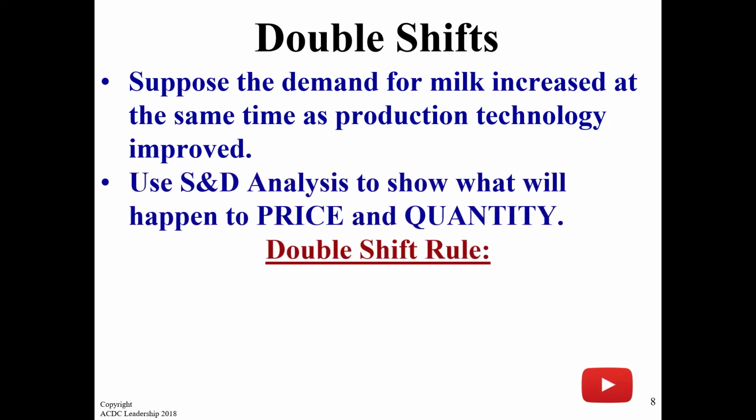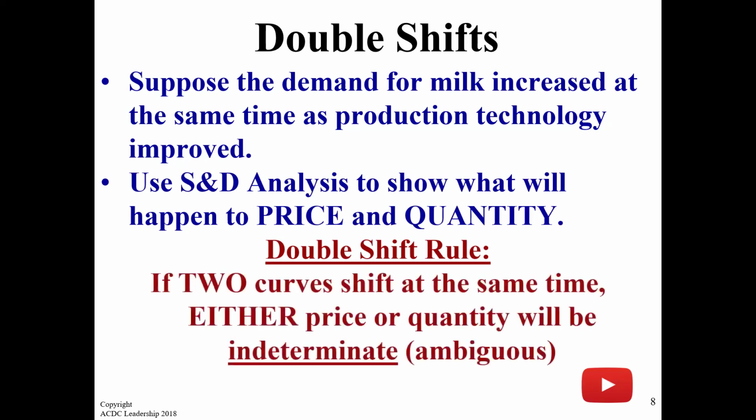Okay. Now, if it is a double shifter, Connor, either price or quantity will be indeterminate, ambiguous, meaning you're not going to know if price goes up, down, or stays the same. If Mr. Patel does a double shifter and he gets price up, quantity up, he made a mistake because one of them has to be indeterminate and ambiguous, which means you cannot tell does price go up, down, or stay the same, or quantity go up, down.